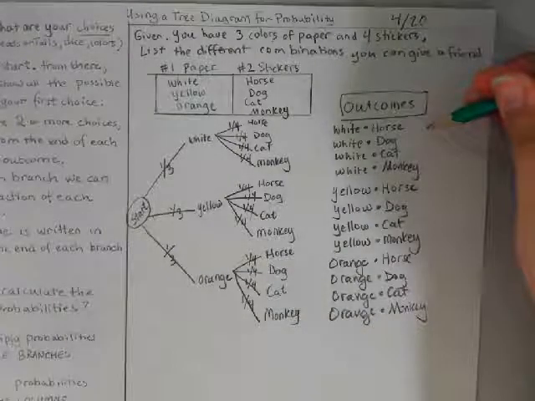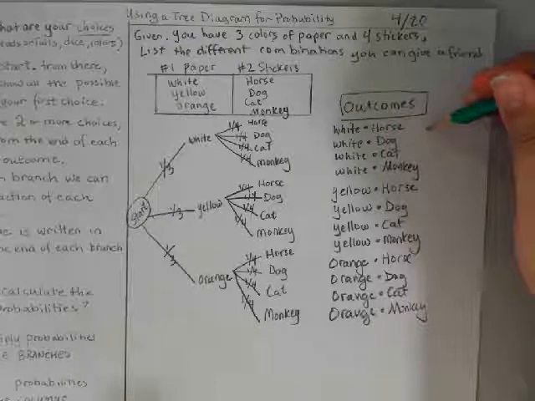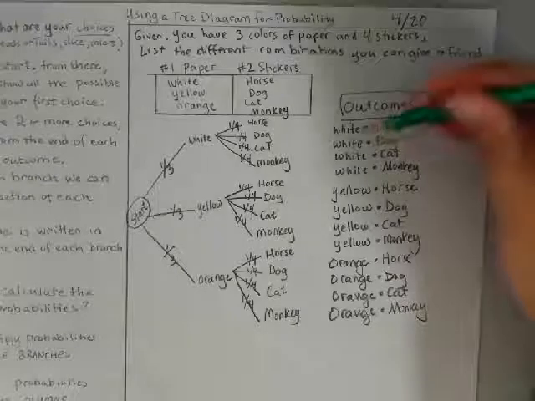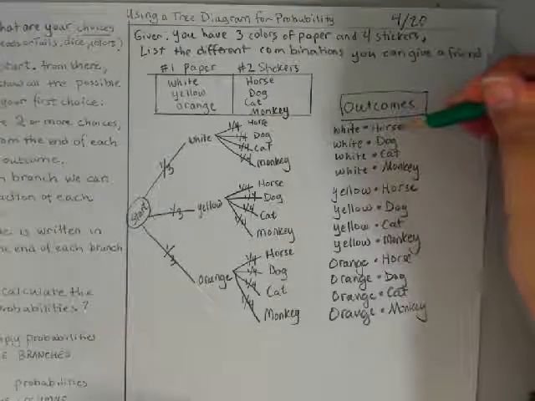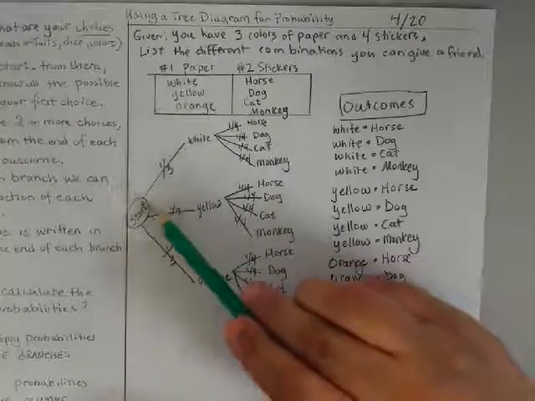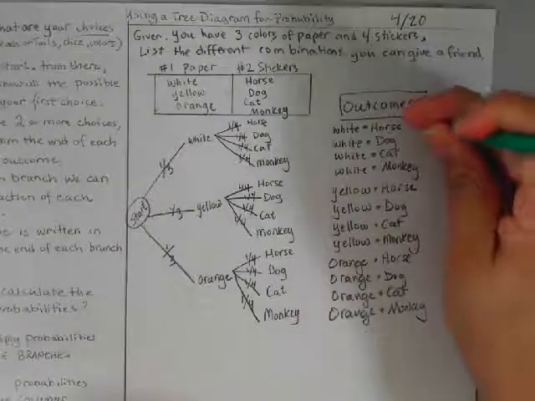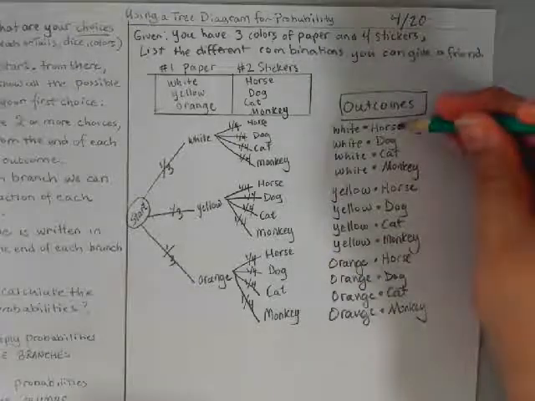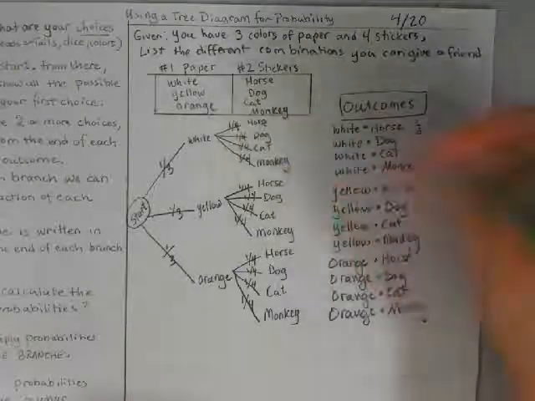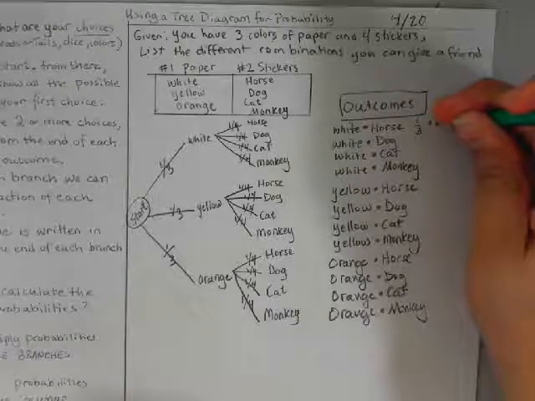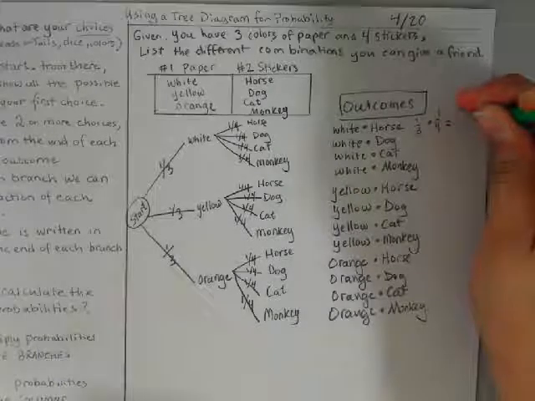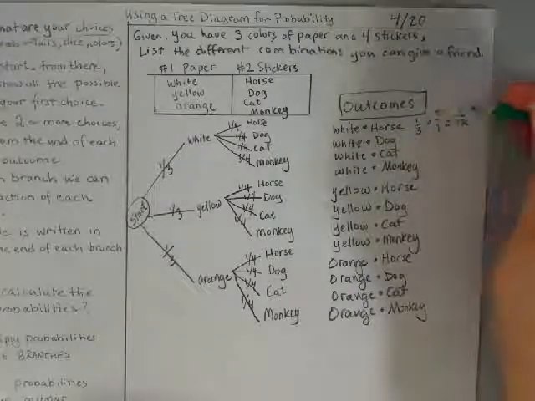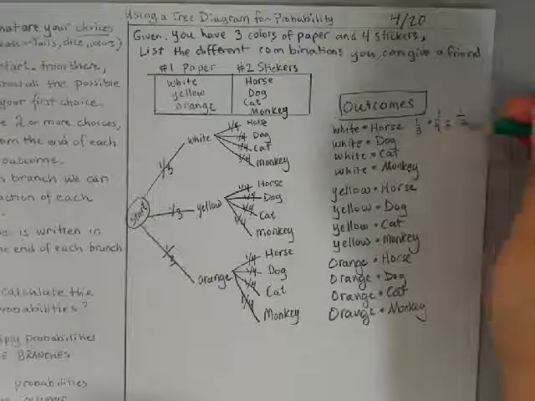And up here under the outcomes, we need to also make a list of what are the fractional probabilities of getting the white horse. Okay. Now we look at the probability of you choosing white from the start, and that is going to be 1/3. Okay, and then we're going to multiply that by the probability of you choosing the horse out of the sticker choices, and that's going to be 1/4. As you remember, multiplying fractions, multiply straight across, numerator times numerator, denominator times denominator.